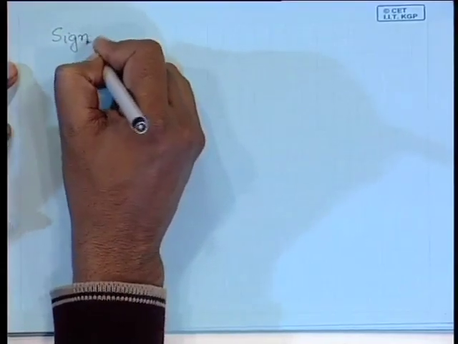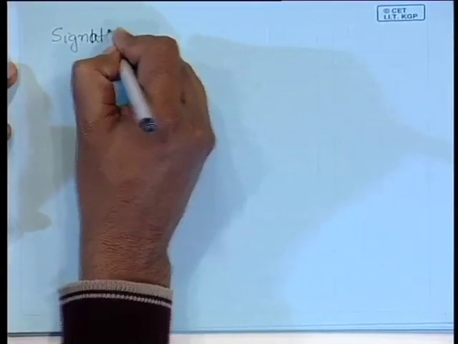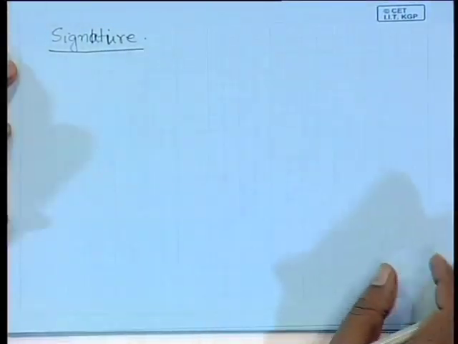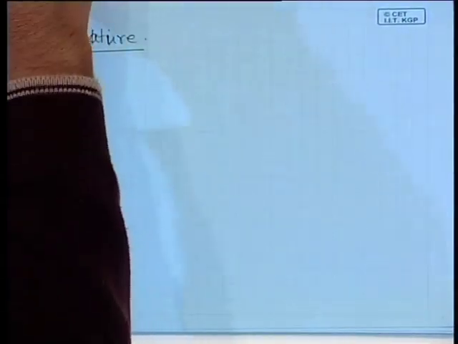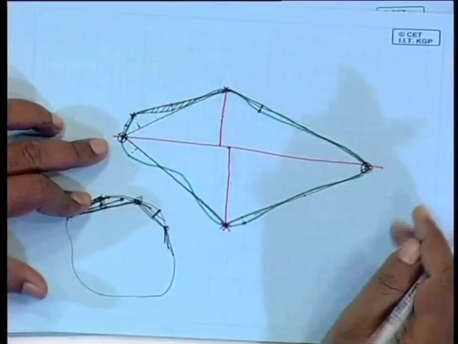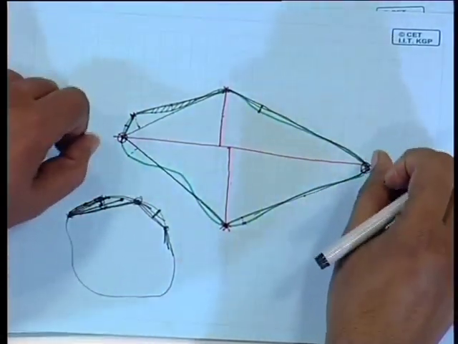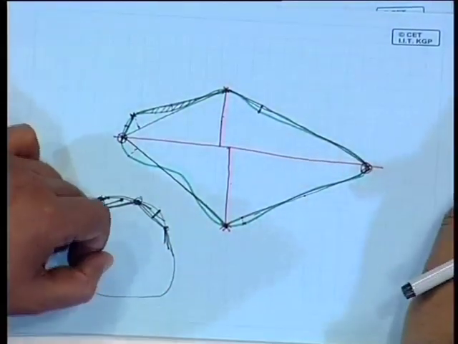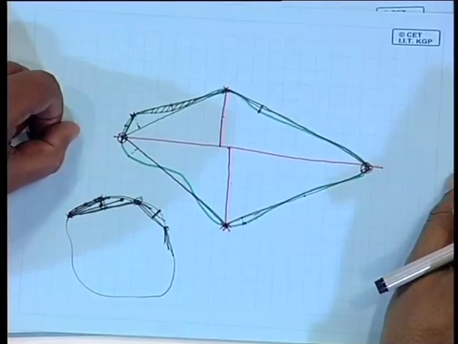There are other approaches as well. One is to find out the signature. Okay, I forgot to mention one thing, that here as I said that initially somehow I have decided these two points, but how to decide these two points? Because selection of these initial points will determine what is the accuracy of or how unique this polygonal approximation is.